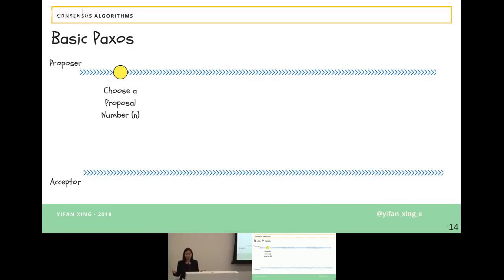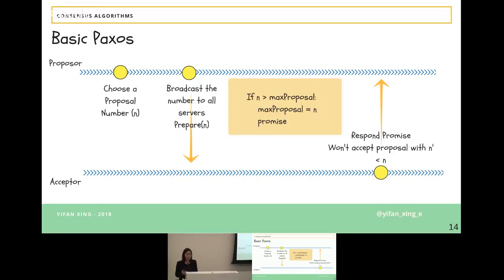As a proposer, you first propose a number. The number has to be the highest number you've ever seen. And then you're going to broadcast your number to everyone, basically asking them, did we agree on picking a flavor yet? So you send out the number to all the machines, you expect a response.